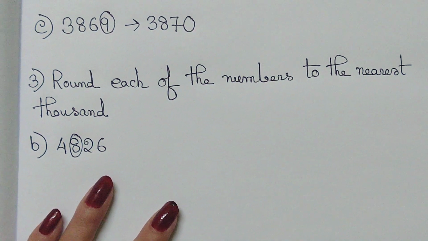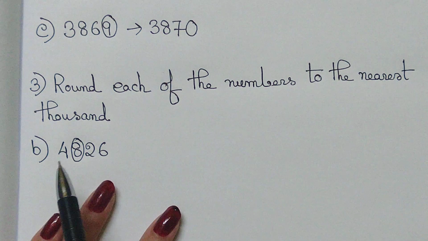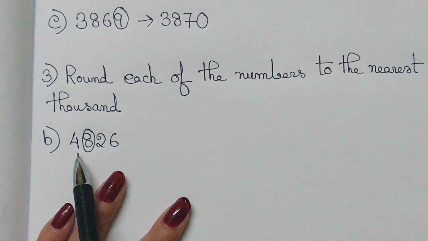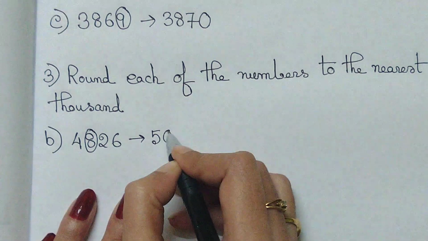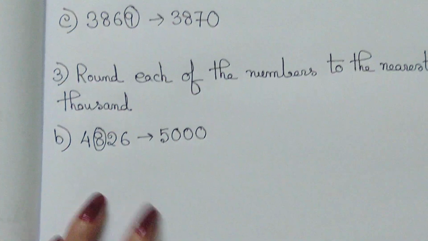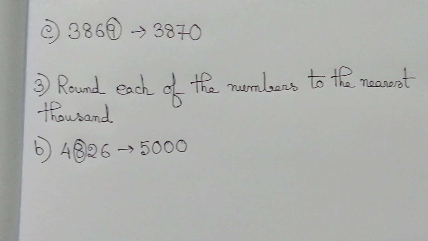Again 8 is greater than 5. So with the thousands place 1 will be added up. So this gives you 5 and rest other all 0. So this is your answer.